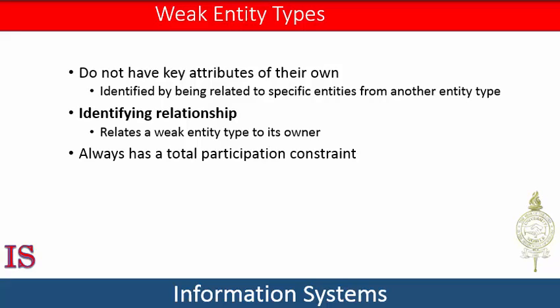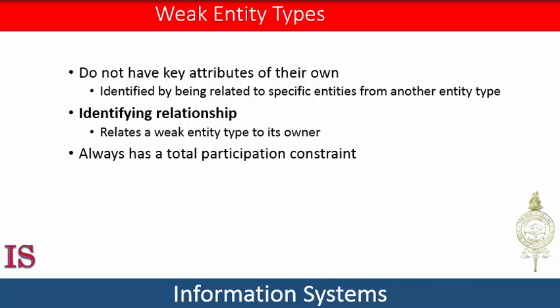We call the relationship type that relates a weak entity to its owner the identifying relationship of the weak entity type. A weak entity type always has a total participation constraint, existence dependency, with respect to its identifying relationship, because a weak entity type cannot be identified without an owner entity.